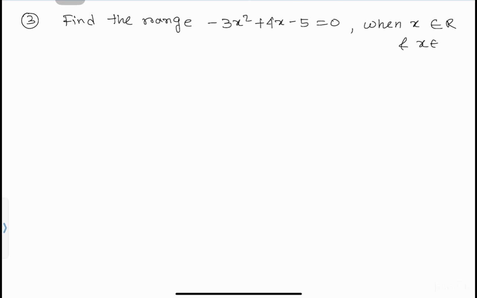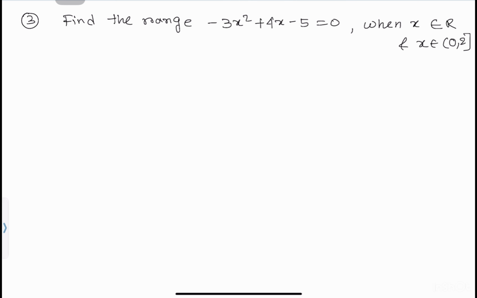Find the range of 3x minus 3 of x square plus 4x minus 5 equal to 0, when x belonging to the domain, real numbers, and when x belonging to 0 comma 2, closed interval, open 0 and close 2. Okay, now tell me one thing, this graph is concave downward. Yes, because the coefficient of x square is negative.